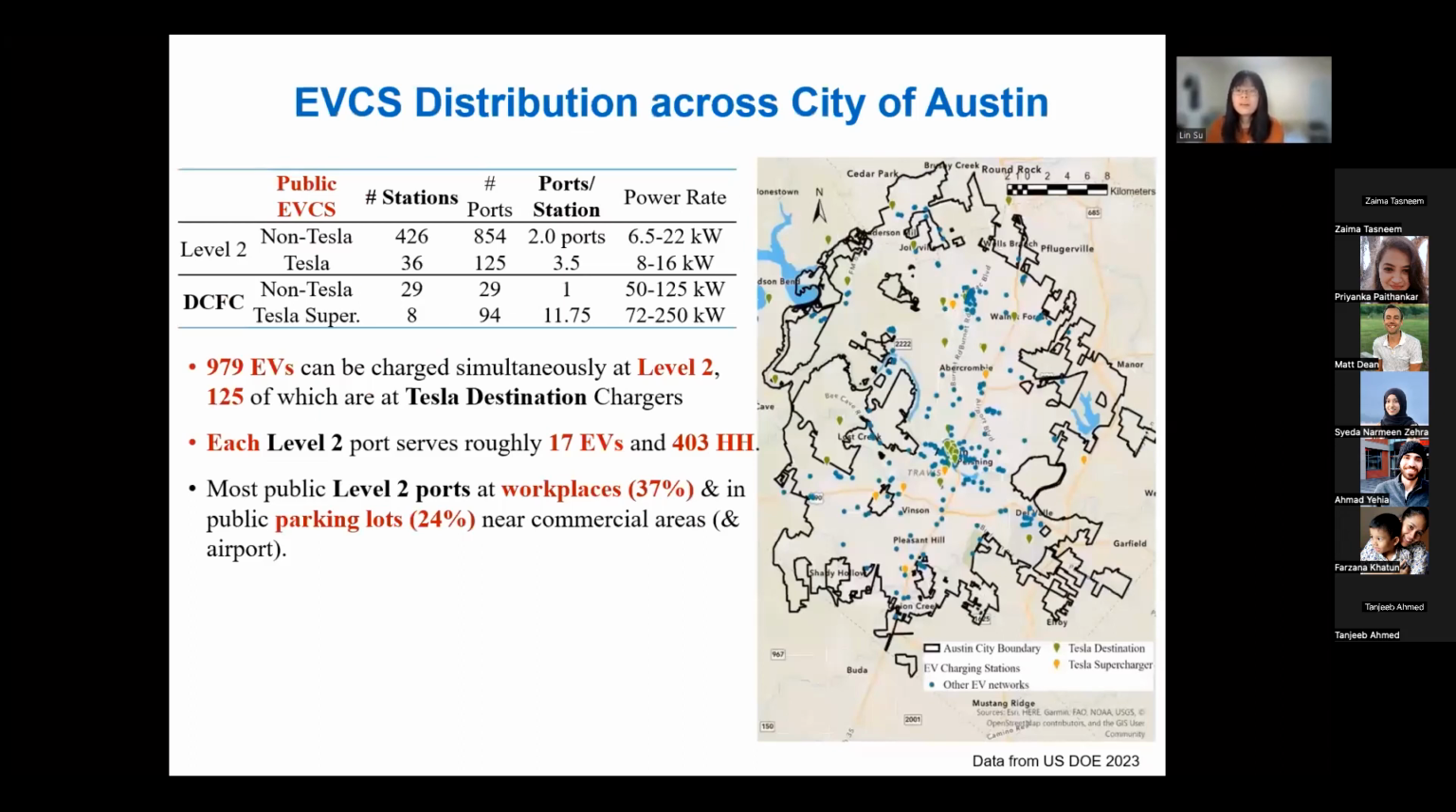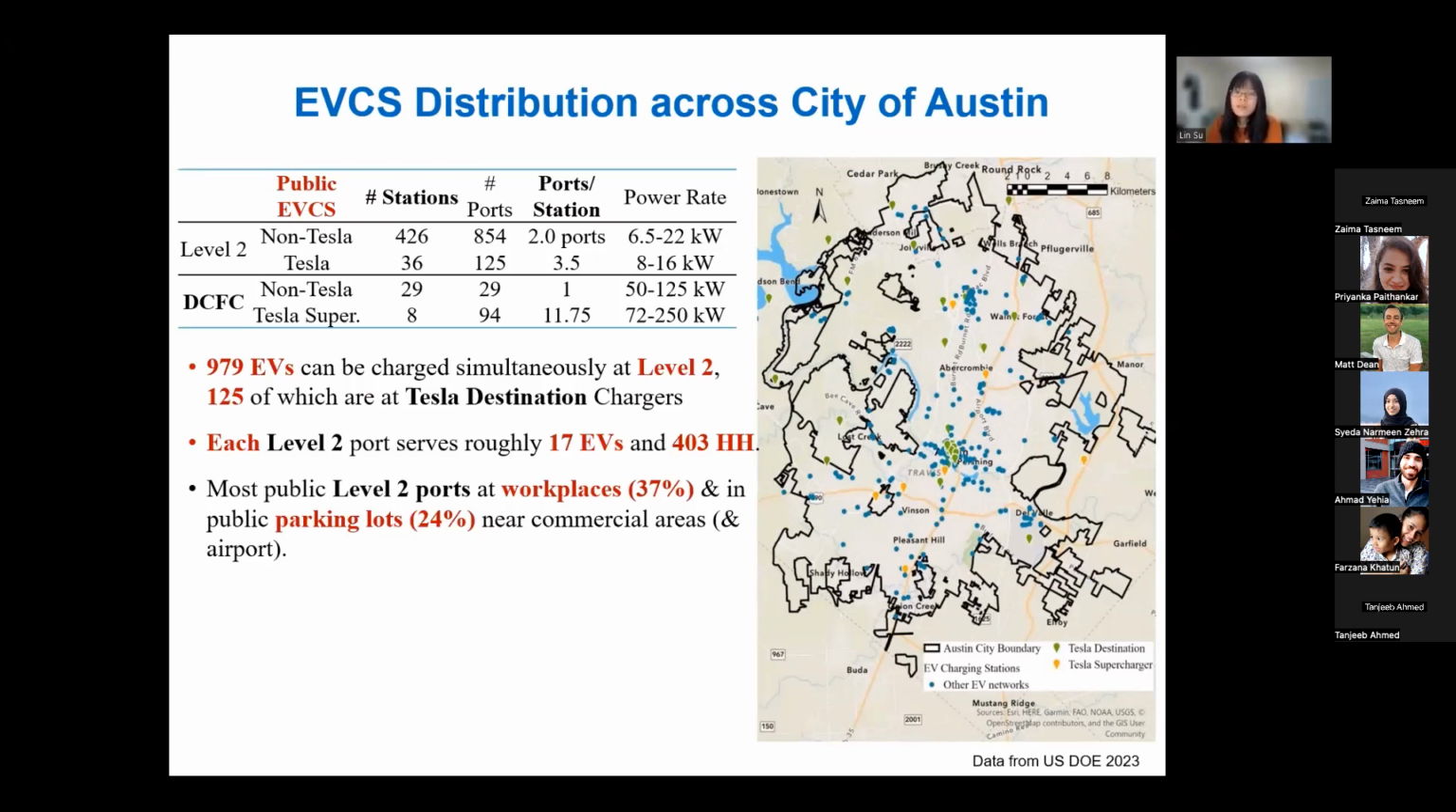This table summarizes the number of charging stations and charging ports in the Austin area based on the data from the U.S. Department of Energy. Public charging stations in Austin are level 2 and DC fast charging stations, with more level 2 stations in service. If all charging ports in Austin are occupied, a total of 979 EVs can be charged simultaneously at level 2, 125 of which are at the Tesla destination chargers. Generally, charging stations operated by Tesla often provide more charging ports with higher power compared to other EV charging networks and can charge more EVs at once.